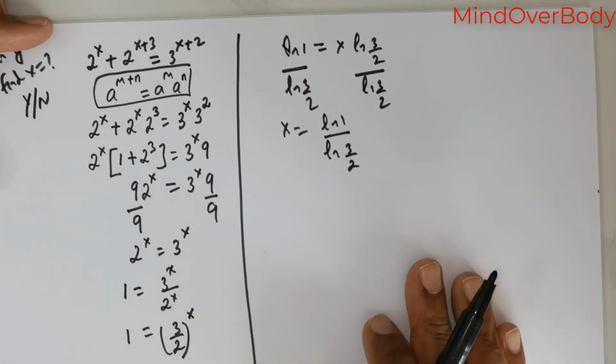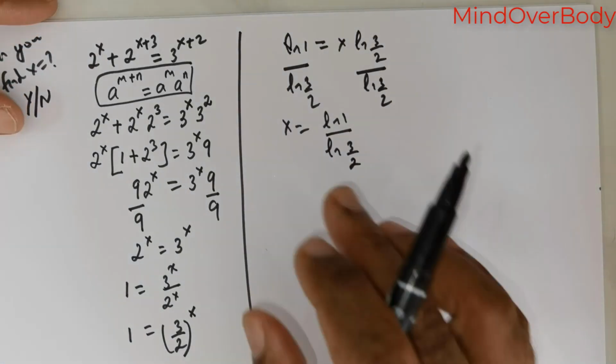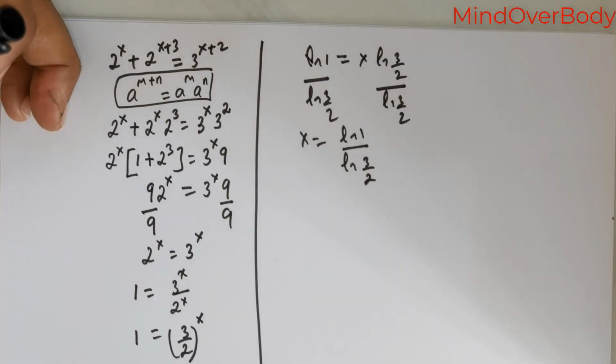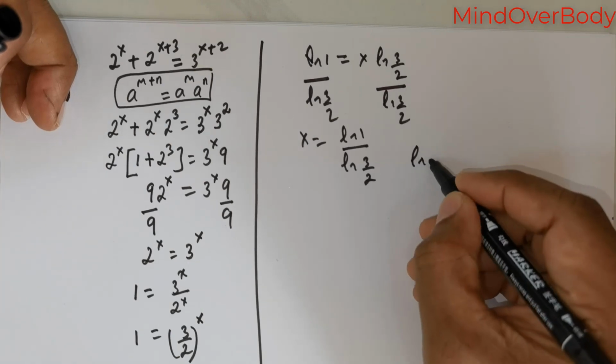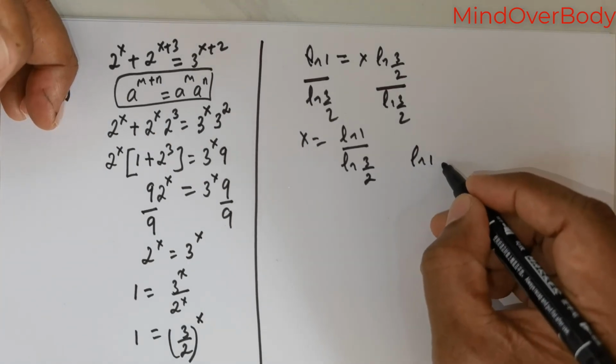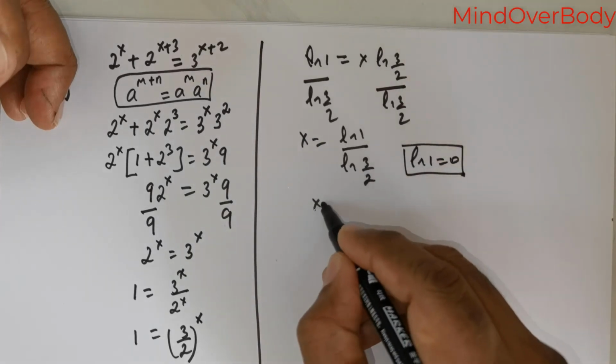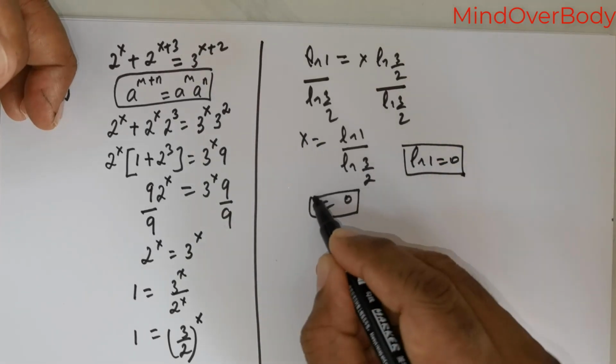Now I want your response. What do you think this value would be? I hope you have found out. So ln 1, regardless of what the base is, whether it's e or 10, ln 1 is equal to 0. So this would mean x is equal to 0. So that is the value.